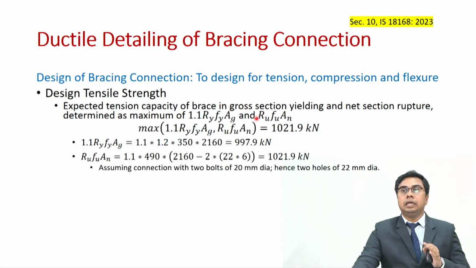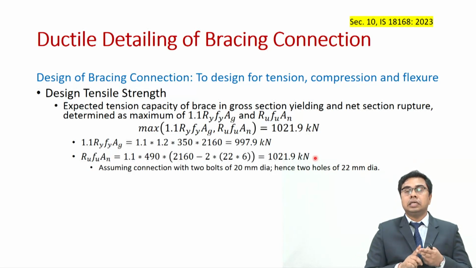Because in this case the failure is at the ultimate limit state and there is no strain hardening effect after this stage. Okay. So, here we have calculated these two factors, that is the expected tension capacity of the brace in gross section yielding and net section rupture, as 998 kilonewton and 1021.9 kilonewton respectively. The larger of the two shall be considered as the design tensile strength for the bracing connection, because we want to design our bracing connection such that the failure happens in the brace and not the connection.